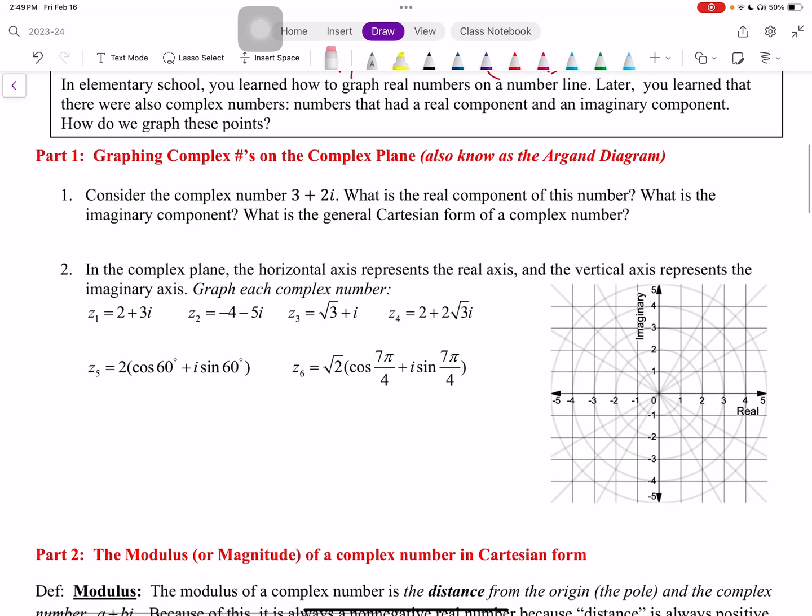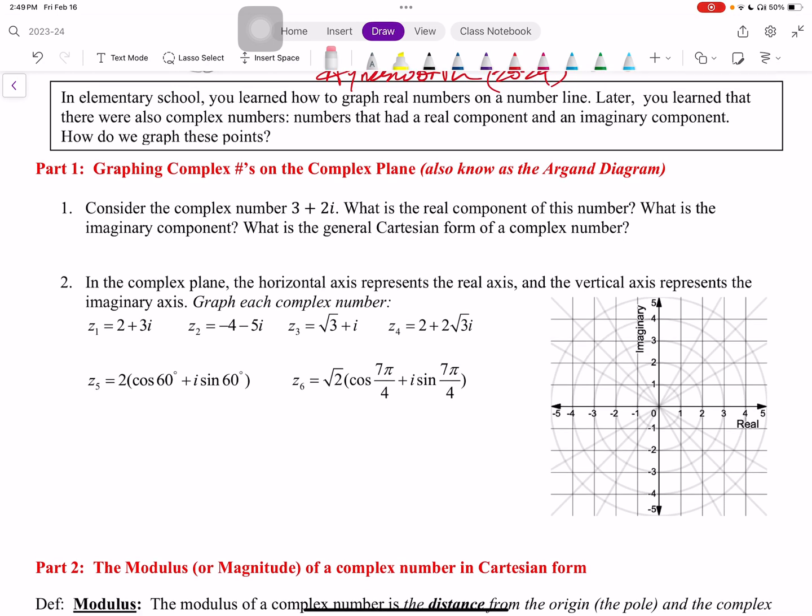Part one deals with just the basics. This is the part that you know from the previous course probably. It's just to remind you how to graph complex numbers on the complex plane, also known as the Argand diagram. Argand was a mathematician long ago who actually came up with the idea of a real and imaginary axis so you can visualize how to graph a complex number. And from that, mathematicians developed many different things, as we're going to get into today.